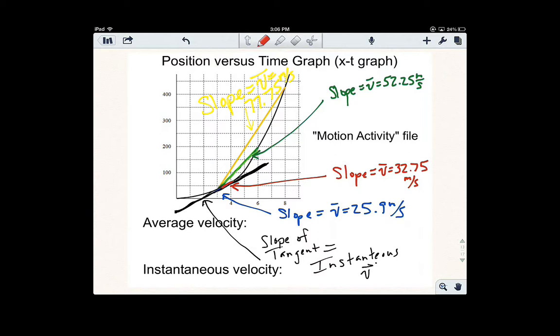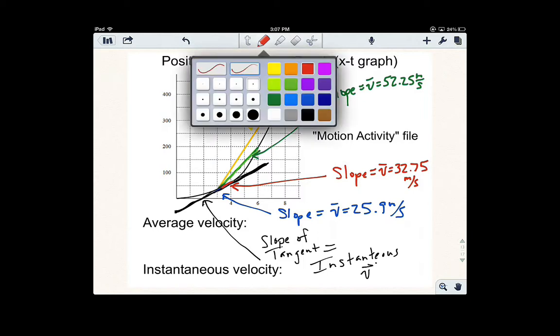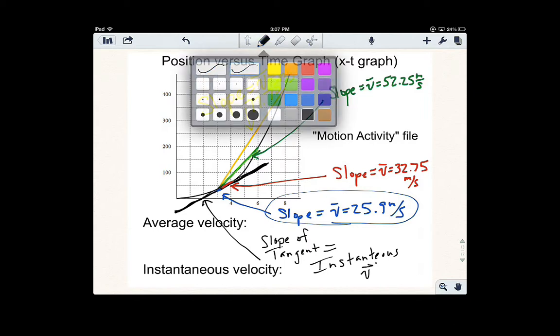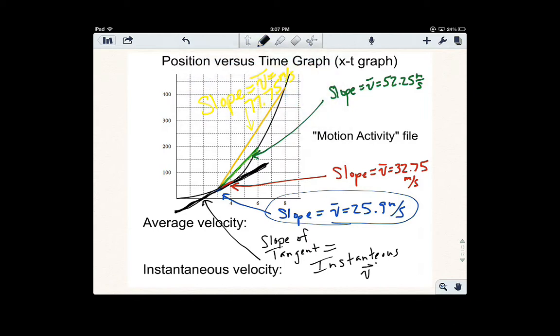And in the process of doing this, as we keep going and take smaller and smaller intervals, we eventually get down to a very, very tiny interval, which I believe was the 0.1 second interval, the blue one. And with that one, it created an average velocity of 25.9. Now, as we get smaller and smaller, creating an even smaller time interval, if we take that to the extreme, what we end up getting is this tangent line.